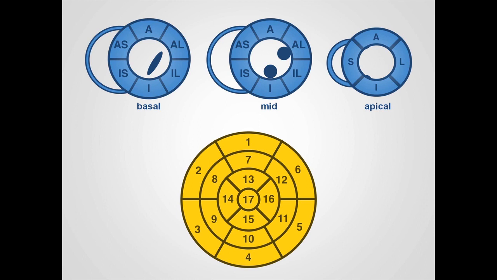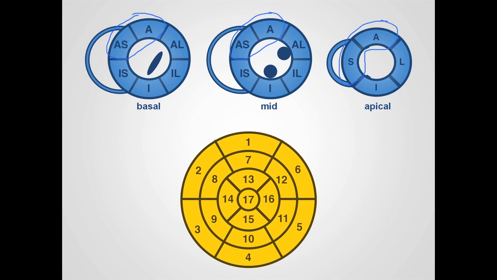And each of these segments is usually supplied by a specific coronary artery. So the left anterior descending coronary artery normally supplies the basal anterior and anteroseptal segments, the mid-anterior and anteroseptal segments, and the apical anterior and septal segment.